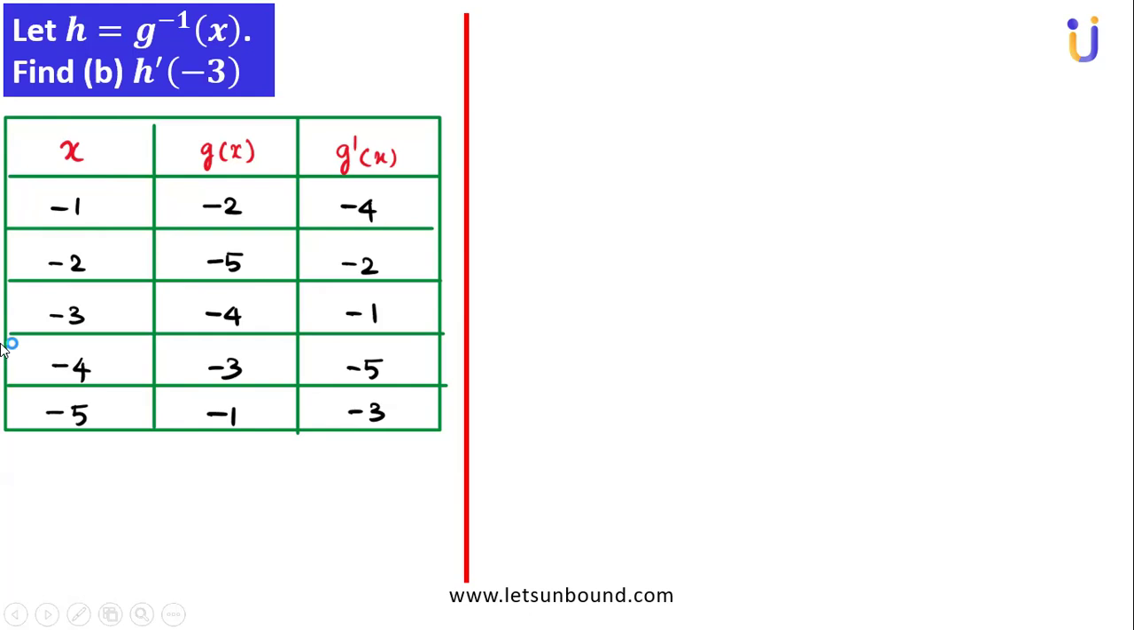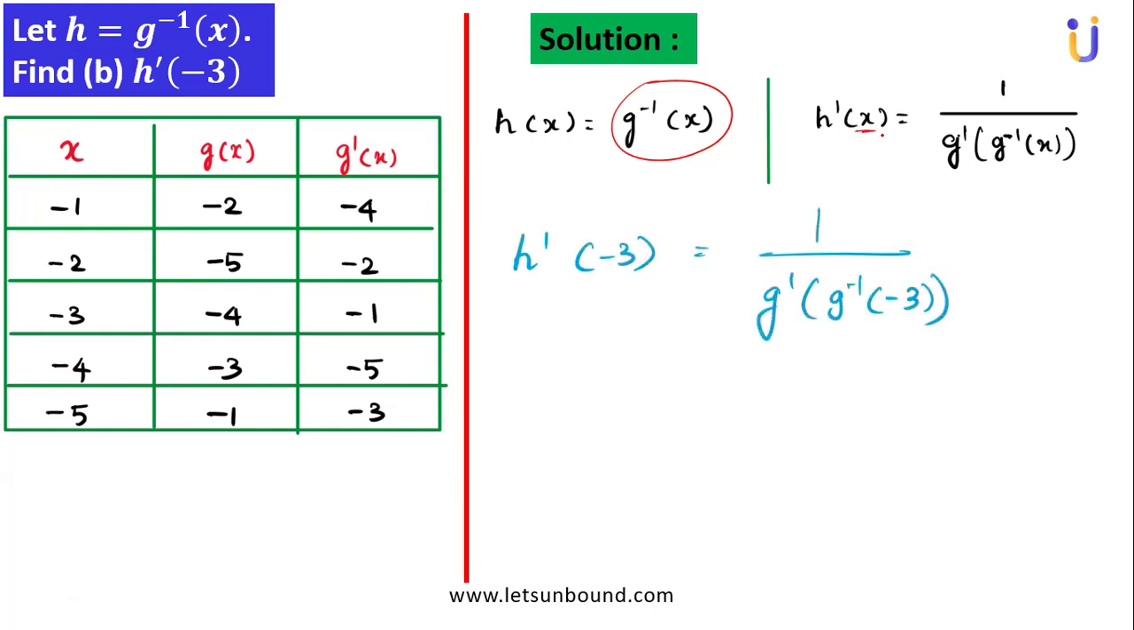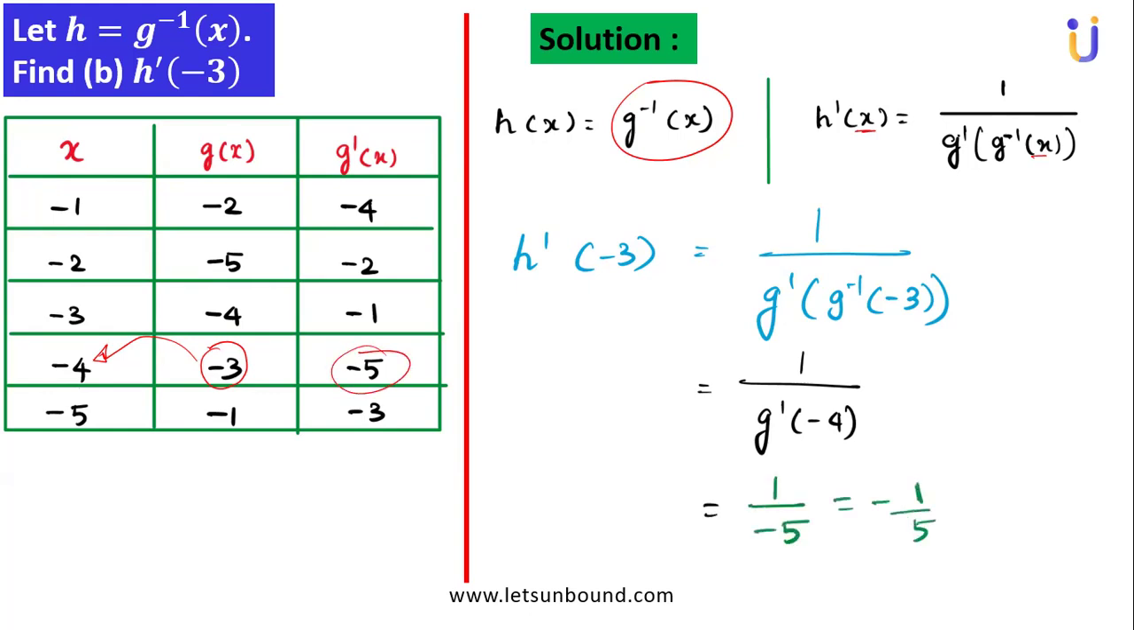One more example. h dash of minus 3, same thing. What is h? h is g inverse of x. I know the inverse notation. h dash of x is 1 by g dash of g inverse of x. And we need minus 3. So h dash of minus 3, just replace x with minus 3. And g inverse of minus 3 means what? In g, you have to go for the output and then the respective input. Right? So 1 by g dash of minus 4. And g dash of minus 4, it's simple. When x is minus 4, what is your g dash? This is the thing, which is minus 5. So 1 by minus 5, which is minus 1 over 5.